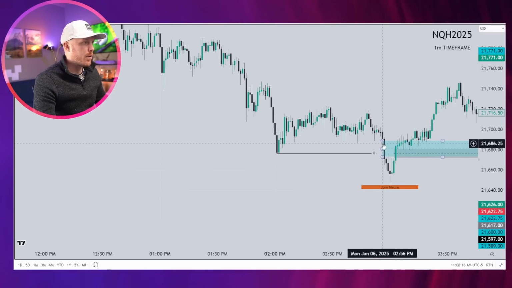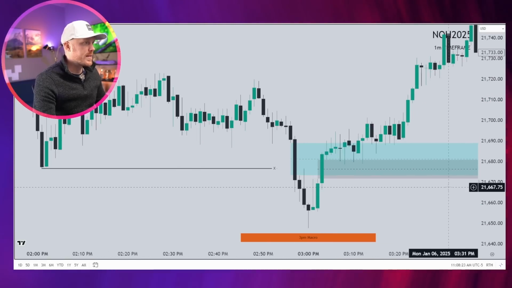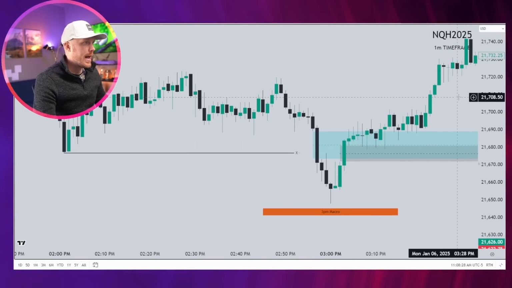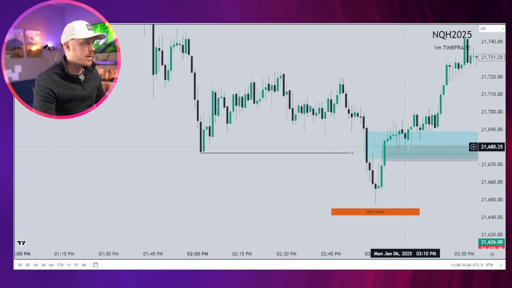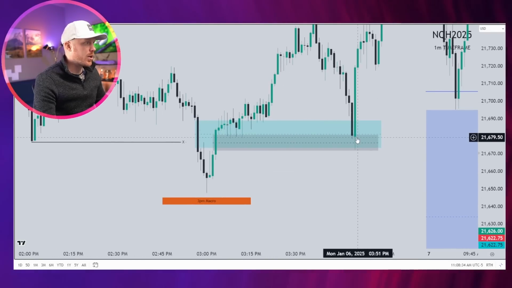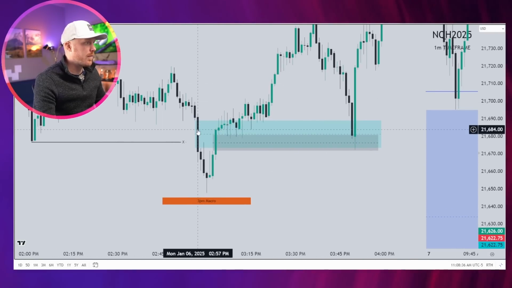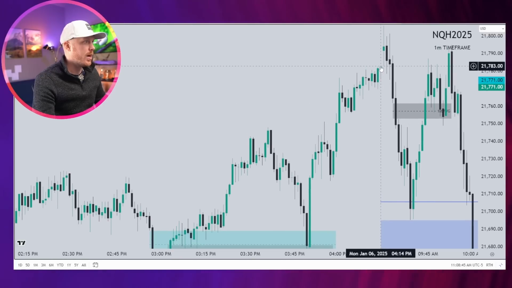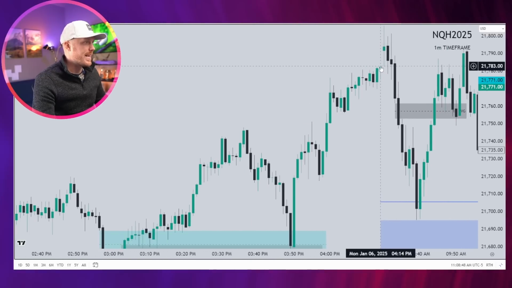And then we have our inversion fair value gap created. And then I've also marked out our first fair value gap. So we can see the first fair value gap finding support right here and then moving higher towards these highs. Opportunity 1, opportunity 2, price comes back down aggressively into this inversion fair value gap and the first fair value gap created after the low was put in during the 3 p.m. macro, and then price aggressively moves higher towards the end of day.